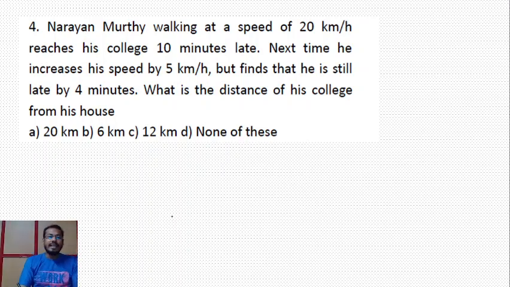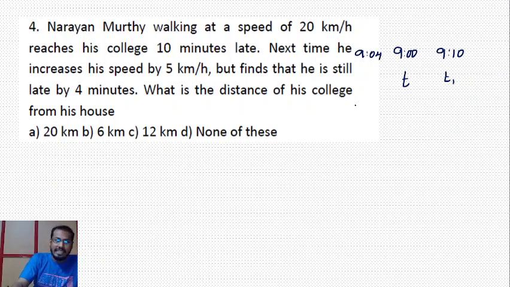Let's start with this. Narayan Murthy walking at a speed of 20 km per hour reaches his college 10 minutes late. Directly we go to the question. T is the right time. Now T1 is 10 minutes late. So let's take 9 o'clock as college time. 10 minutes late means 9:10. If he increases his speed next time by 5 km per hour, but finds that he is still late by 4 minutes, that means he reached college at 9:04.